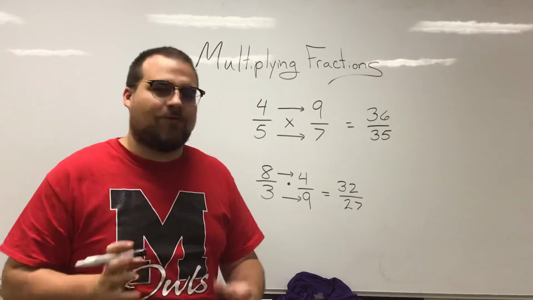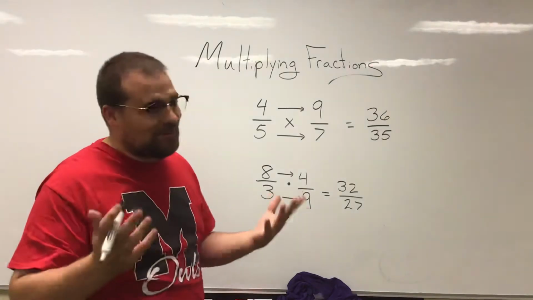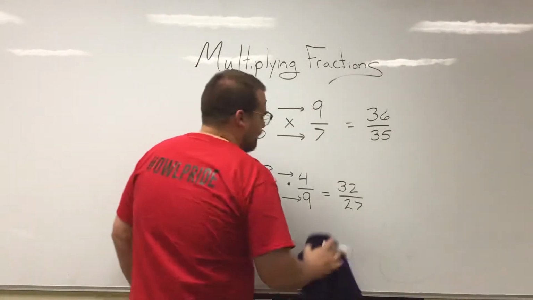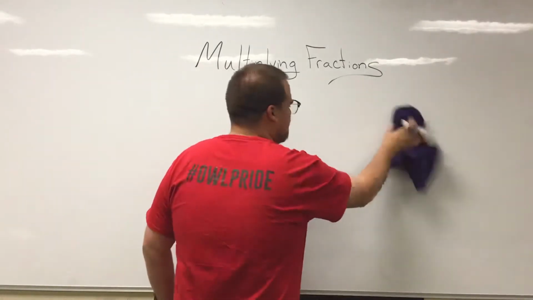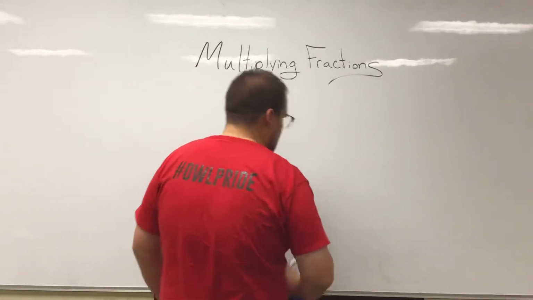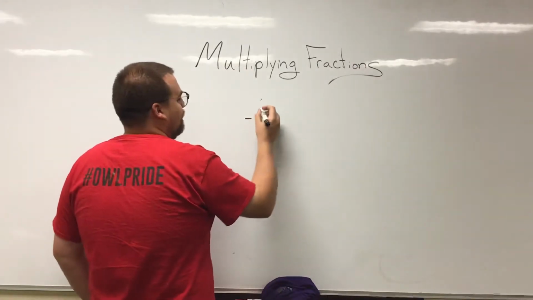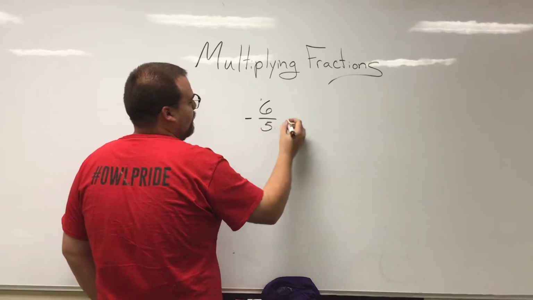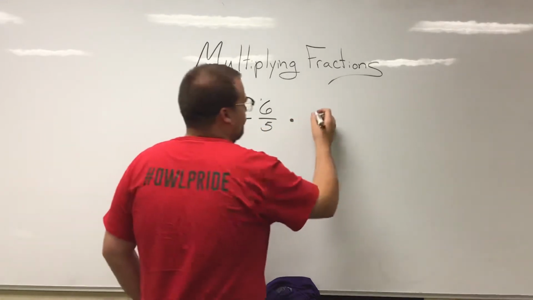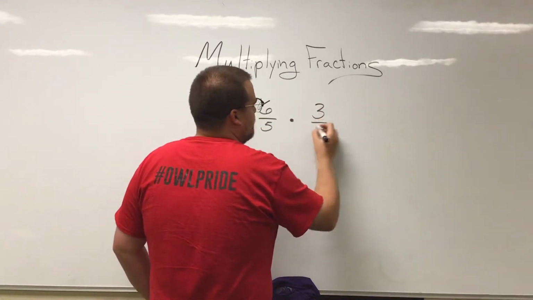And this one's going to have a few negatives in it, all right? I know that's not fun, but this one's going to have a few negatives in it. Let's say we have negative 6 over 5 times 3 over 4.